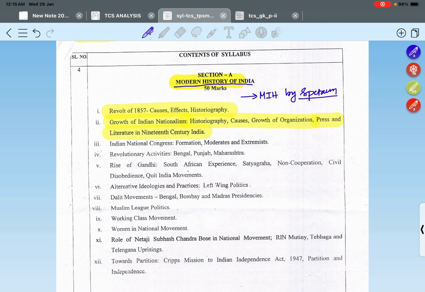suppose there is a topic, Congress sessions. They have covered it very extensively, in very much detail. They have mentioned every date, every year. You don't have to remember all those. So how will you know which one to read, which one to ignore? That time your analysis of previous year questions will help you. From the previous year questions you will get to know what they are asking, how much they are asking, and how deeply they are asking. So in my opinion, 40 to 50% of that book is more than enough for this TPSC syllabus.